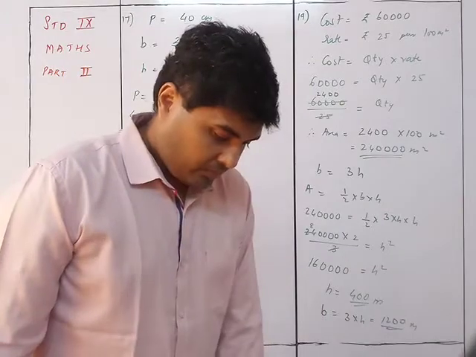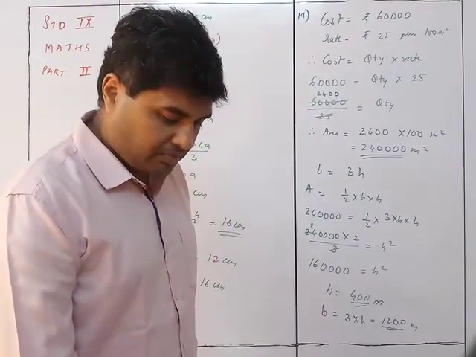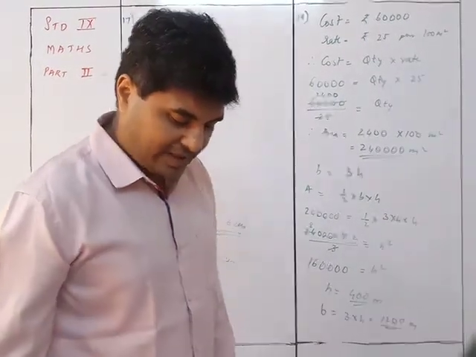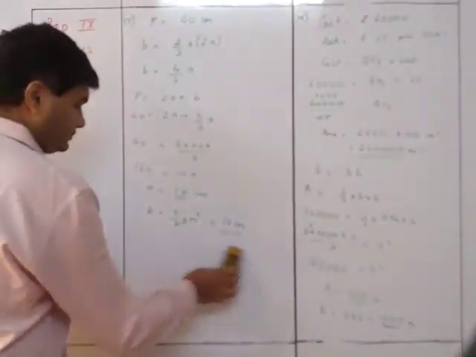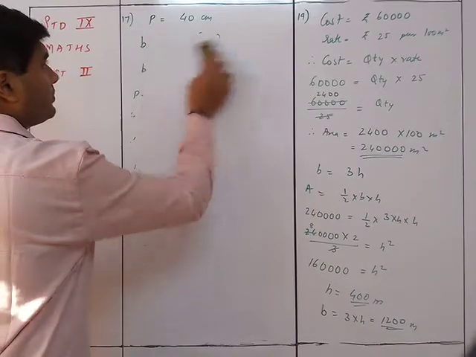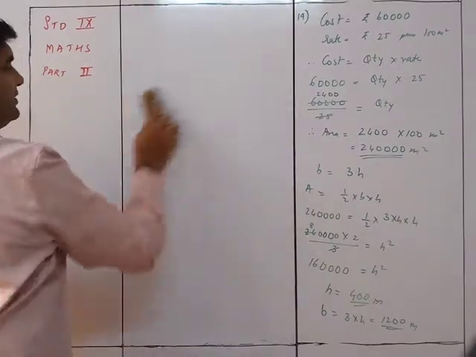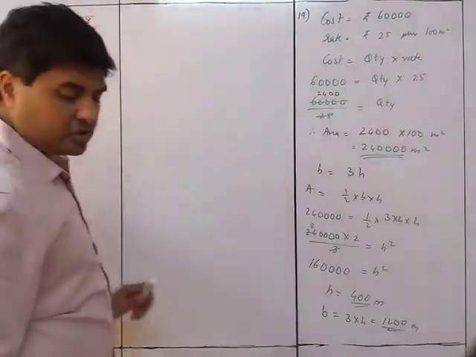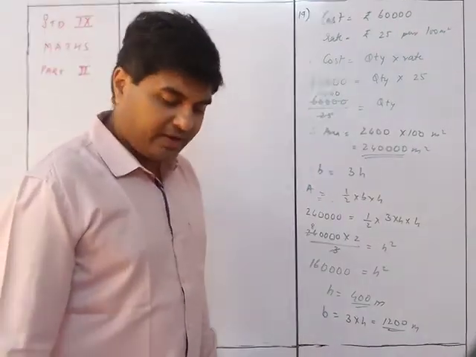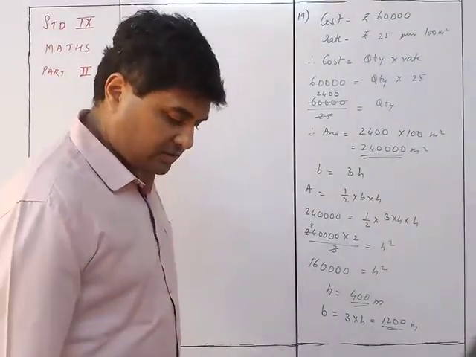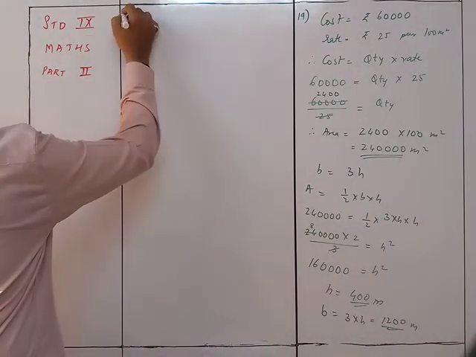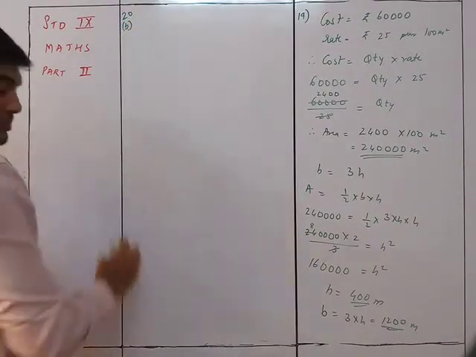Okay. There are two sums in sum number 20. So we'll do one of the sums. Let's take sum number B. I'm not sure if the sums are the same in your book also. I've got an older version. So in case there are some changes there, do let me know. Otherwise, these are the sums that are there in my textbook. So 20B is there in my textbook.